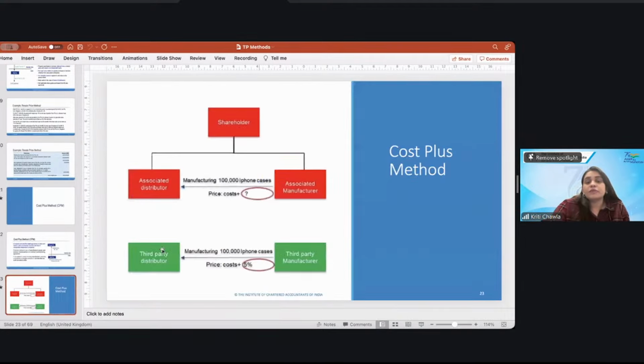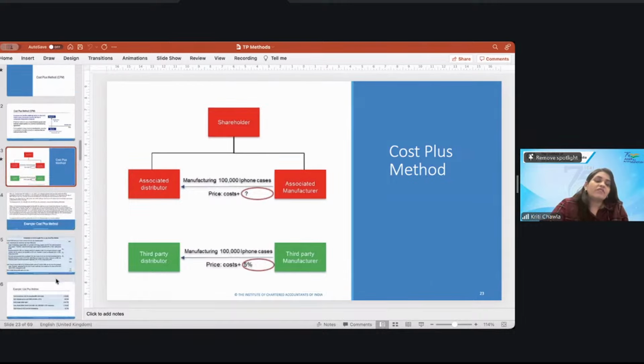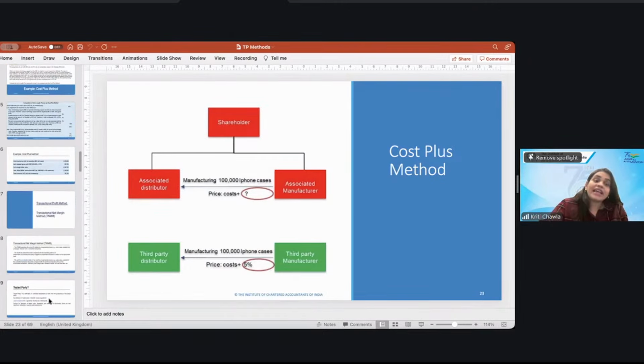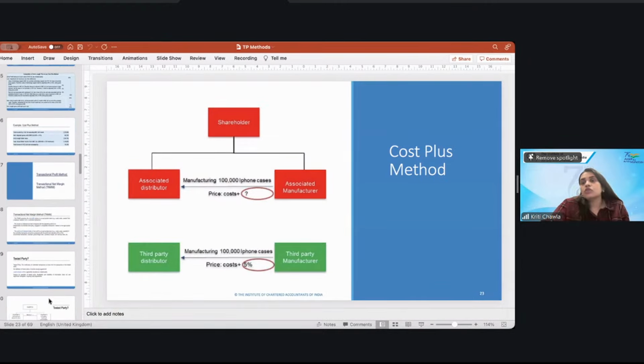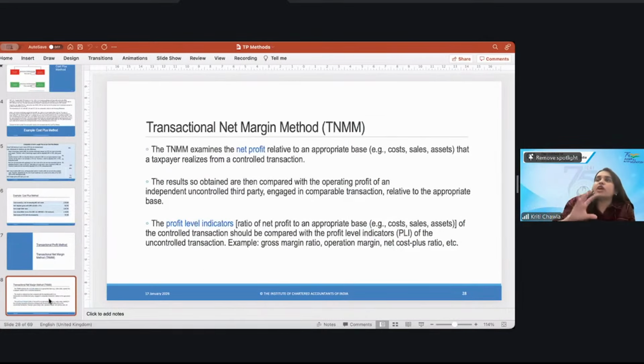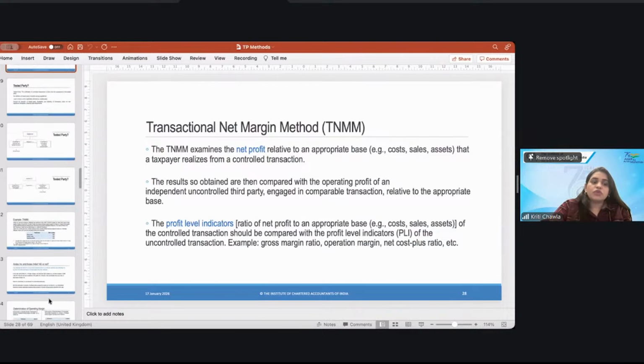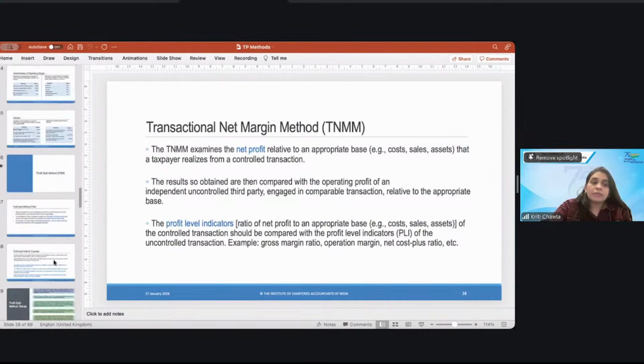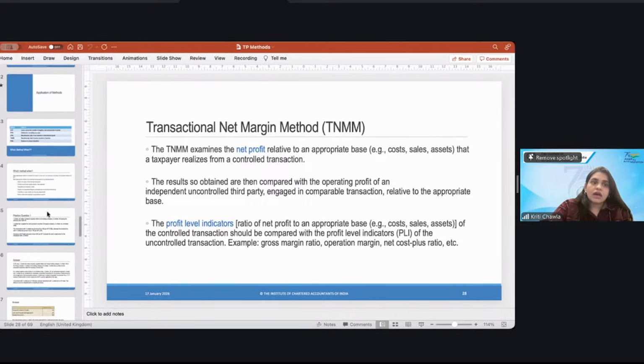When we moved to the cost plus method, there was a comparable that we used here also. When we moved to the TNMM method, I again mentioned the same thing. I said that you have to look for comparable companies. You have to look at independent parties which are undertaking the transaction in a comparable situation, and you have to compare the profit margin there. So what you have to look for are comparables.